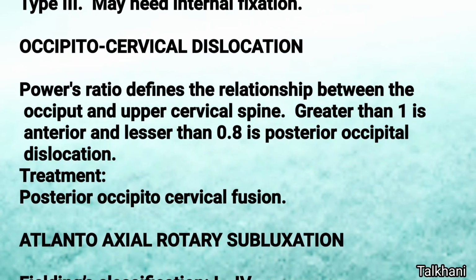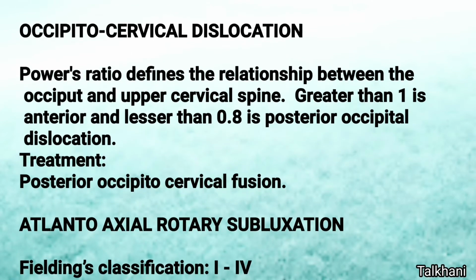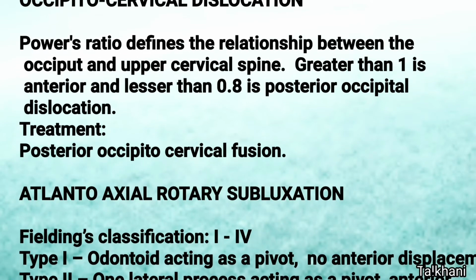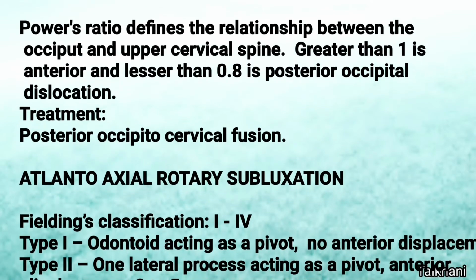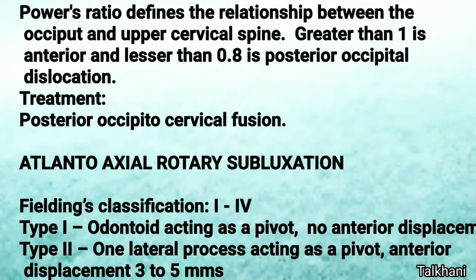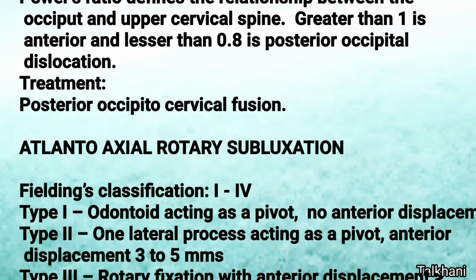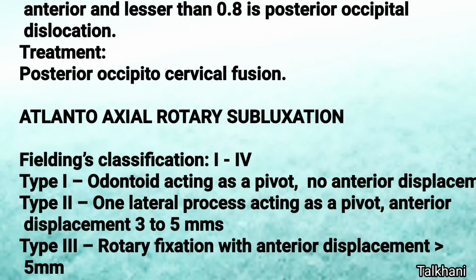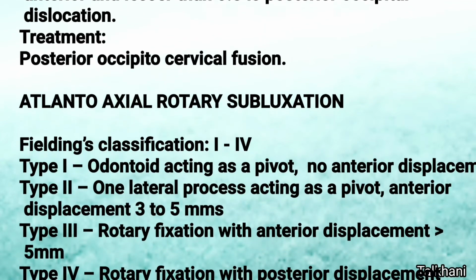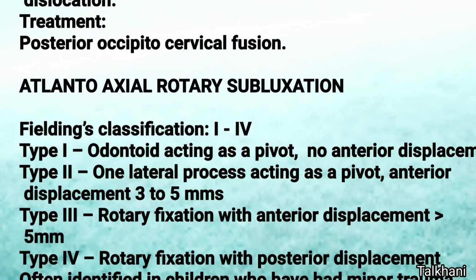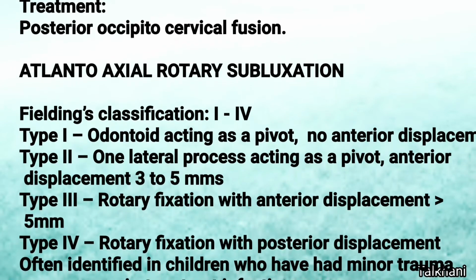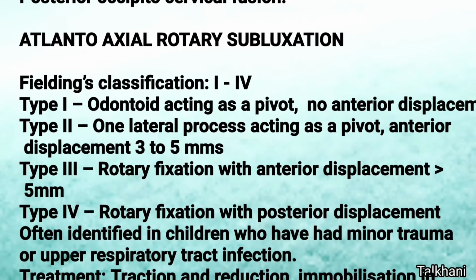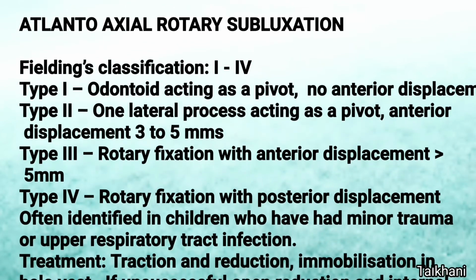Atlantoaxial rotary subluxation is classified by Fielding as type 1, subluxation with odontoid acting as a pivot, no anterior displacement; type 2, subluxation with one of the two lateral processes acting as a pivot, anterior displacement 3 to 5 millimeters; type 3, rotary fixation with anterior displacement more than 5 millimeters; and type 4, rotary fixation with posterior displacement.